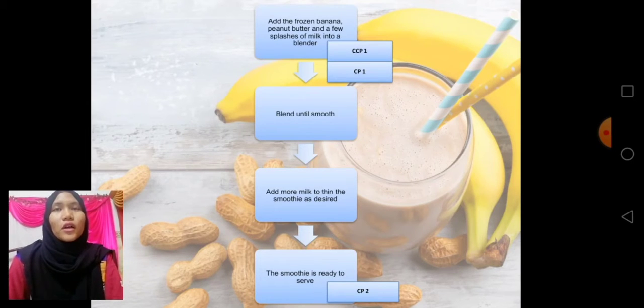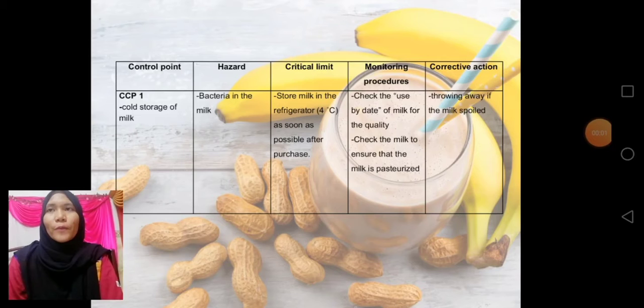This is a flow chart that shows how to make it. The first step is to add the frozen banana, peanut butter and a few splashes of the milk into the blender. So this is CCP1 and CP1. The second one is blend until it's smooth. The third one is add more milk to thin the smoothie as desired. And lastly, the smoothie is ready to serve, which is CP2. So let's break it down one by one.